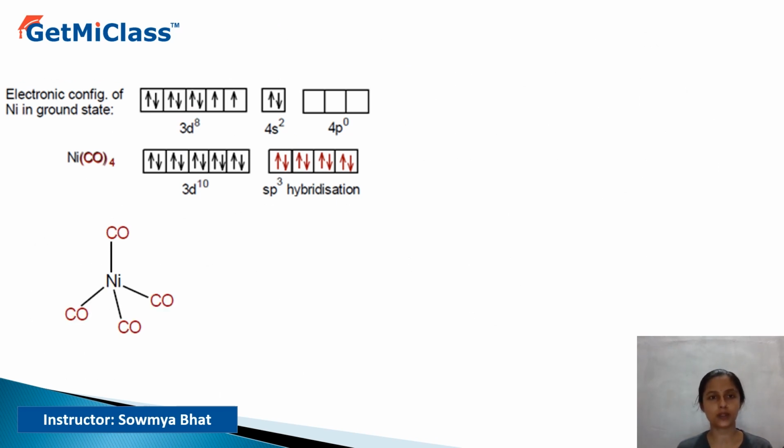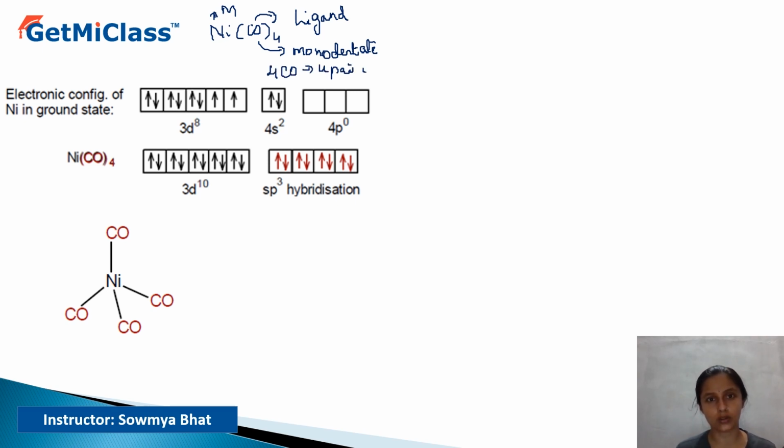The first complex which we are going to take here is nickel tetracarbonyl. It's a homoleptic complex with nickel as the central metal atom and carbonyl as the ligand. Carbonyl is a monodentate ligand which donates a pair of electrons through one donor atom, just one pair. So the 4 carbonyls are going to donate 4 pairs of electrons to the central metal atom, and carbonyl is also regarded as a strong ligand. A strong ligand has the capacity to pair up the unpaired electrons of the central metal atom.